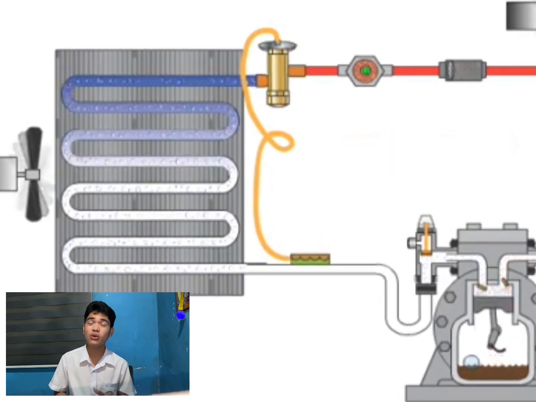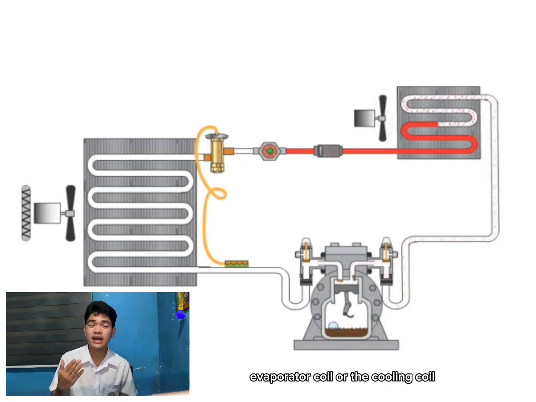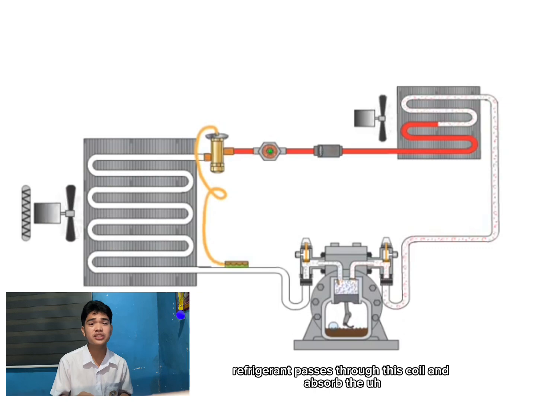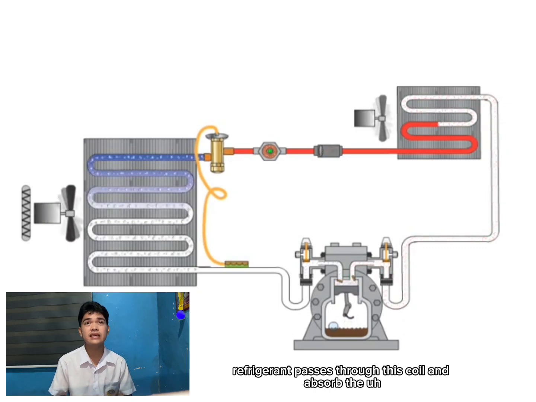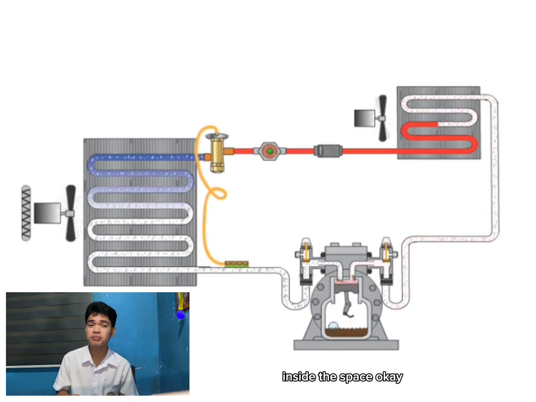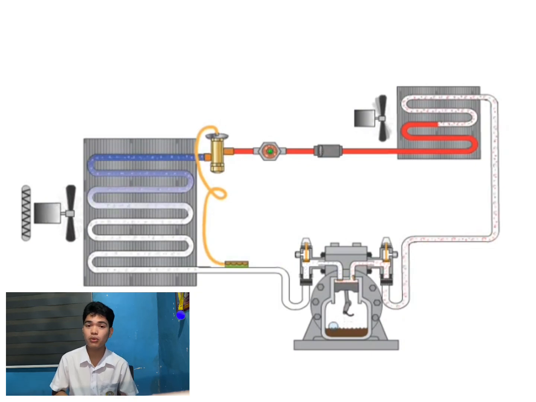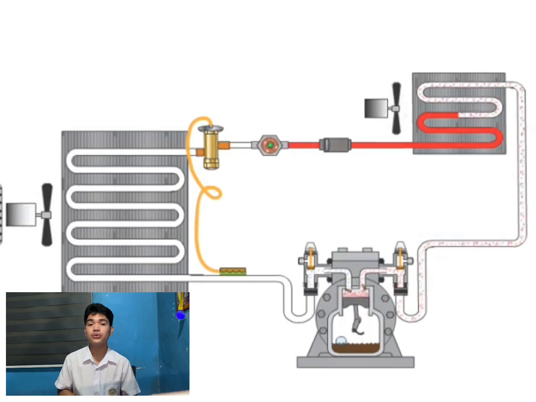And after the expansion valve, we proceed to the evaporator coil, or the cooling coil. The cold refrigerant passes through this coil and absorbs the heat inside the space. It's like a sponge that soaks up heat instead of water. Without this, no cooling happens. And those are the four major components of the refrigeration system and how it works.